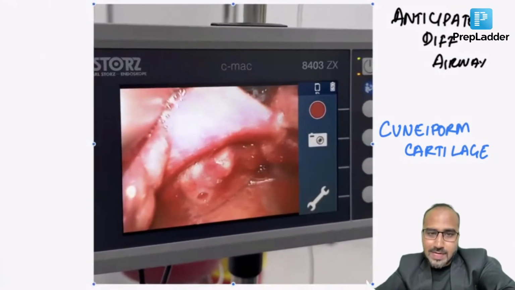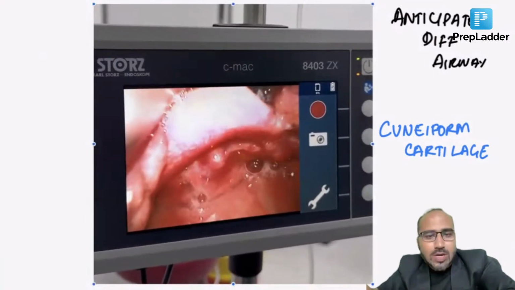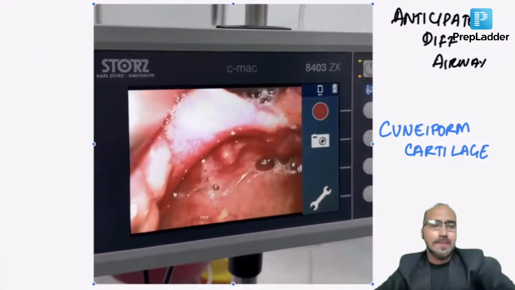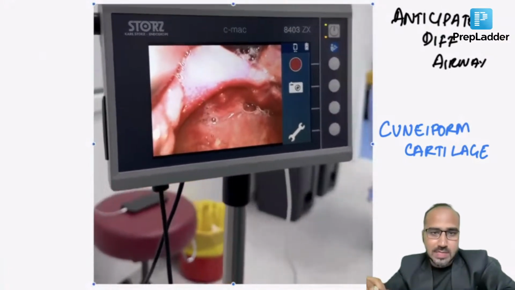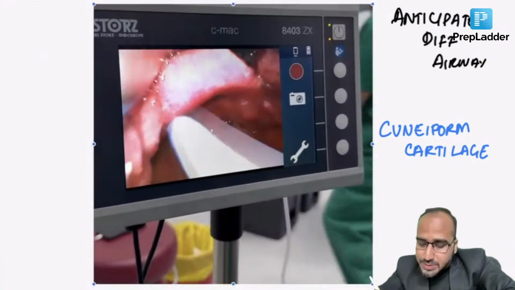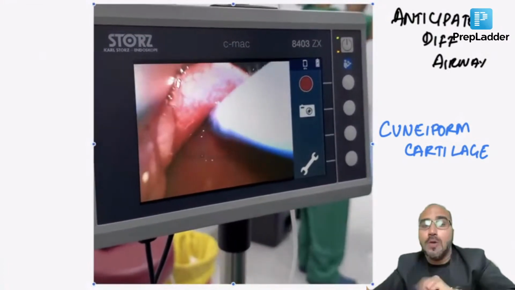Now just look over here. I tried to lift the epiglottis. When I was trying to lift the epiglottis, am I able to see the vocal cords, guys? Normally, when you lift the epiglottis, you should see the vocal cords, but I was not able to see them. But at the same time, I was able to see a small cartilage, that is the cuneiform cartilage. That is the opening of the vocal cords.